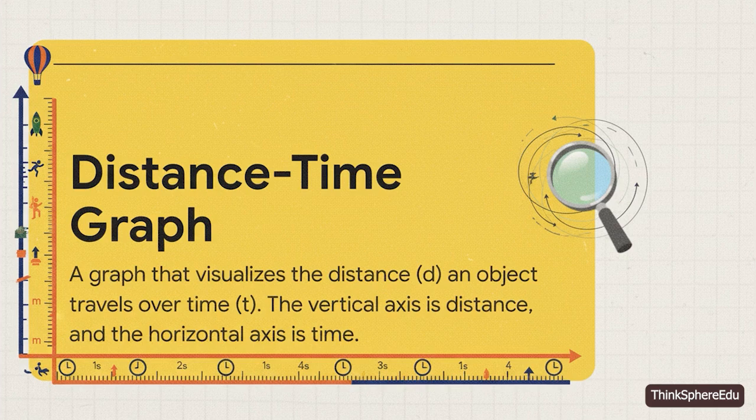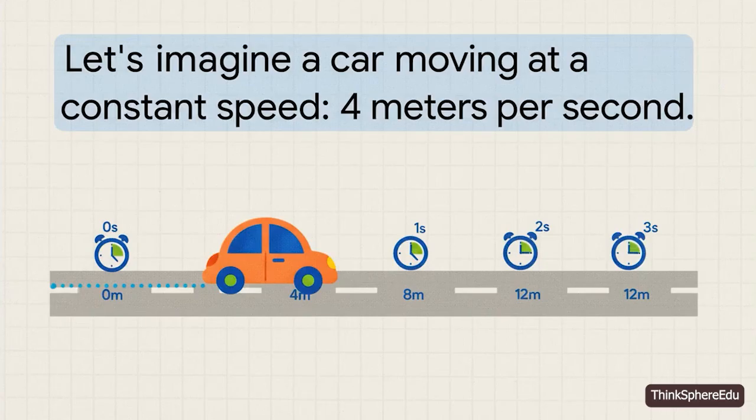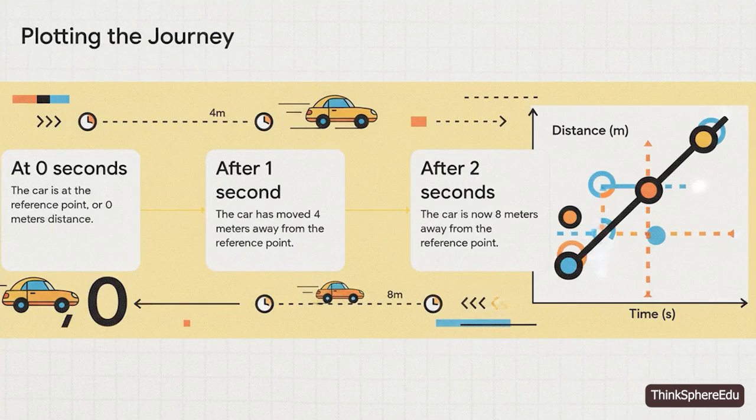It's that simple. Okay, to really see how this works, let's imagine a car. And this car is on perfect cruise control, right? It's moving at a steady, constant speed of 4 meters per second. No speeding up, no slowing down, just smooth sailing. So, let's put this on the graph. At the very start, 0 seconds, we're at 0 meters. Makes sense. After 1 second, bam! The car's traveled 4 meters. After 2 seconds, it's at 8 meters. See the pattern? Now when you connect these points, you get this perfectly straight line, sloping up. And that line is the story of our car's journey.